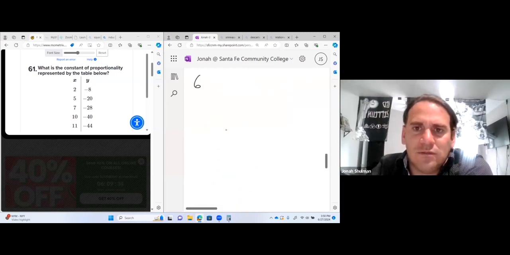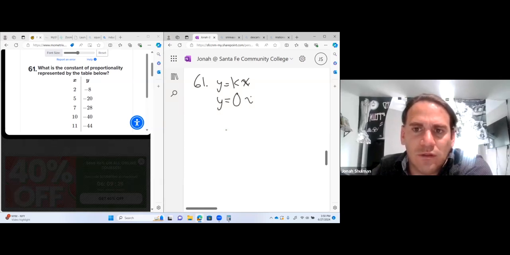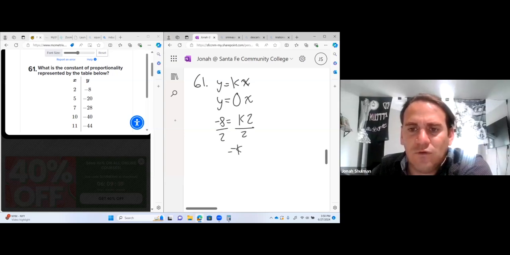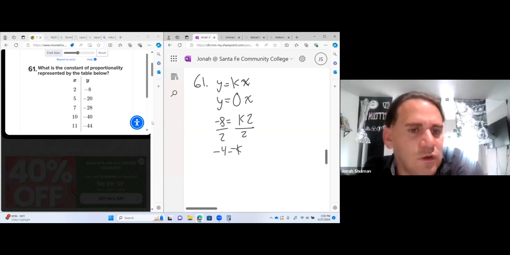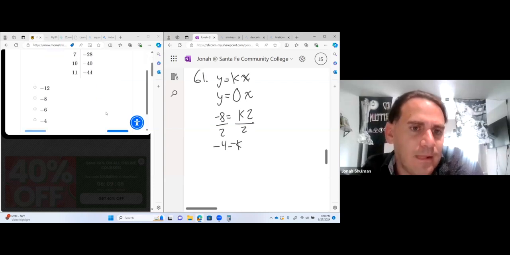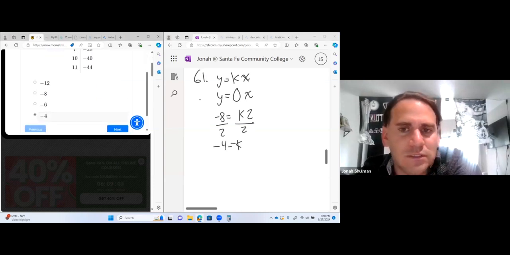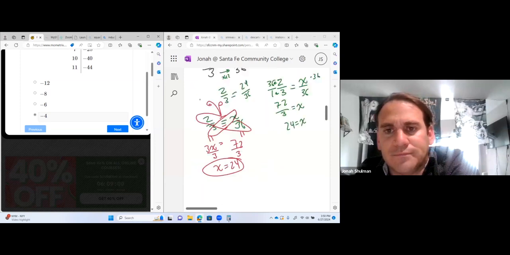The constant of proportionality for 61, this means y equals k times x. There should be only one value it can be. So y equals k times x, this is what we're looking for. So we have an x and y. Let's just use the first one. Negative 8 equals 2 times k. Divide both sides by 2. K is negative 4. And it doesn't matter which one you choose, they'll all be negative 4. So that's why it is D for 61.